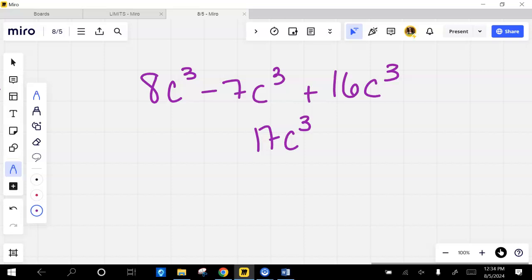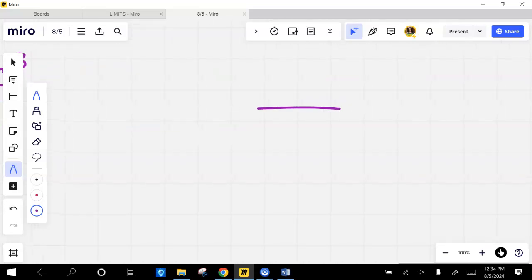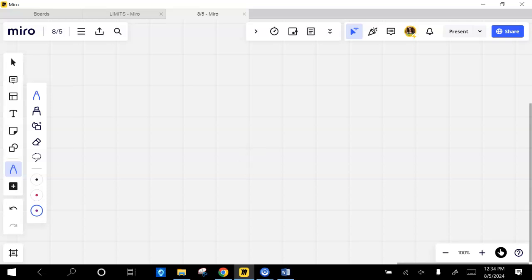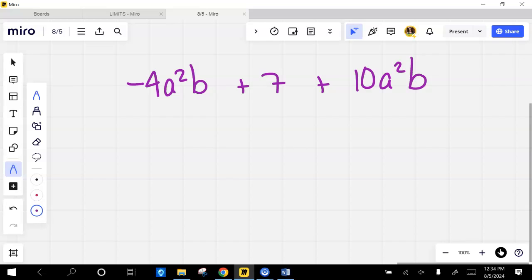All right, let's go down. I don't want to get bogged down doing too many of them. Let's look at 13. Negative 4a squared b plus 7 plus 10a squared b. It's not harder, right? Look at these. I've got multiple variables here. I've got no variable here. Tell me what that means.